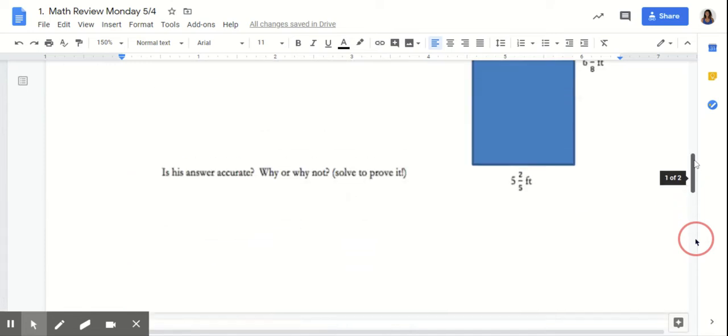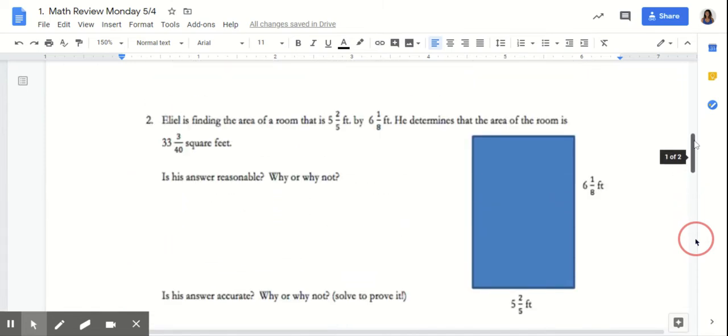All right. The last thing we are working on is Lel finding the area of a room that is 5 and 2/5 feet by 6 and 1/8 feet. He determines that the area of the room is 33 and 3/40 square feet. Is his answer reasonable? Why or why not? And then it's asking us to make sure that his answer is accurate or not. So his answer was 33 and 3/40. So we will have to go through the steps of trying to solve that.